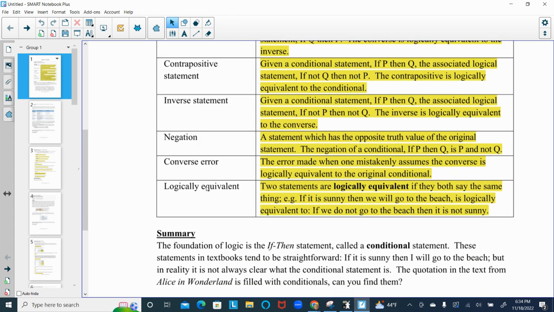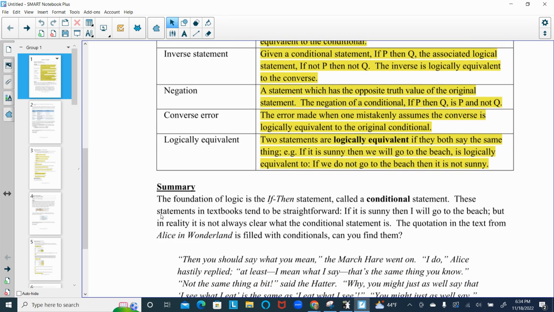Now, the last couple of vocabulary, converse error. So the error made when someone mistakenly assumes that the converse is logically equivalent to the original conditional. And that does not always happen. In fact, that is not a guarantee. Two statements are logically equivalent if they both say the same thing. So, for example, if it is sunny, then we will go to the beach is logically equivalent to if we do not go to the beach, then it is not sunny. So the two statements there that are logically equivalent are the converse and the contrapositive.